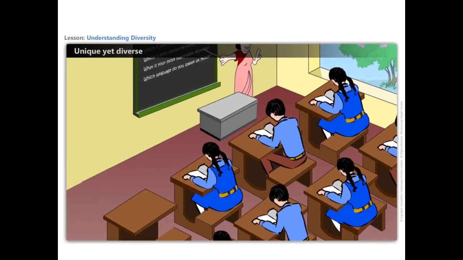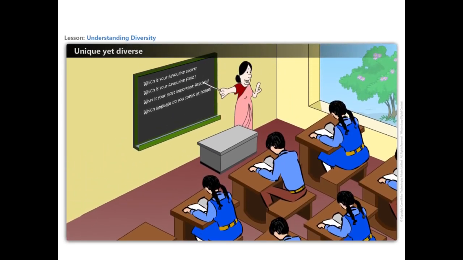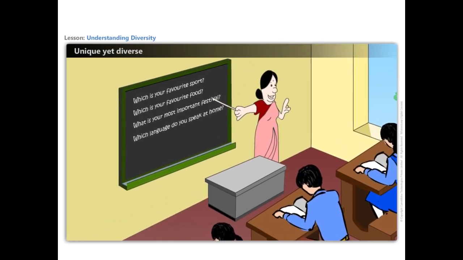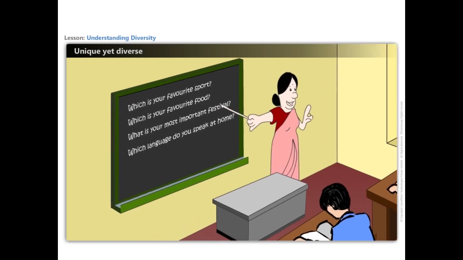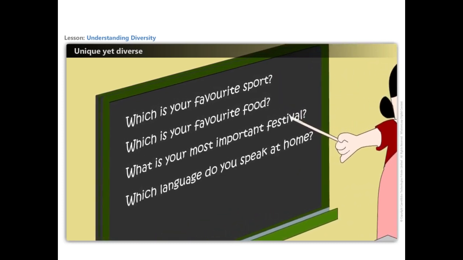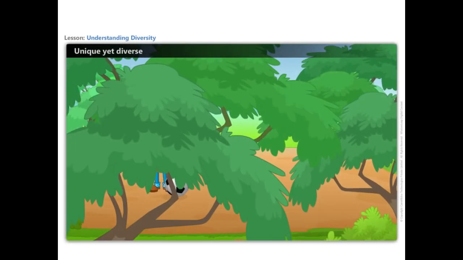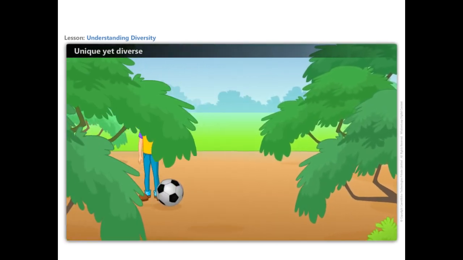Sam's teacher has given a small project in the class. She has written a few questions on the board and all students have to give their answers. The questions are: which is your favorite sport? Which is your favorite food? What is your most important festival? Which language do you speak at home? Now, let us see some of the answers.